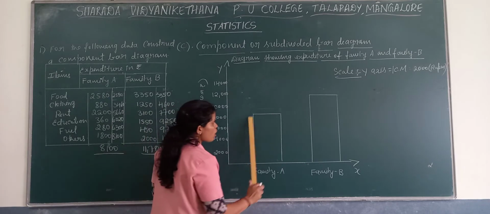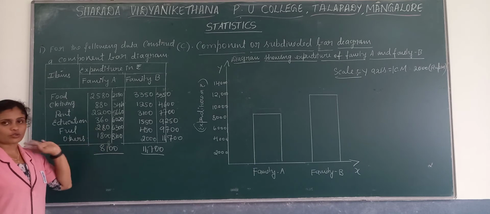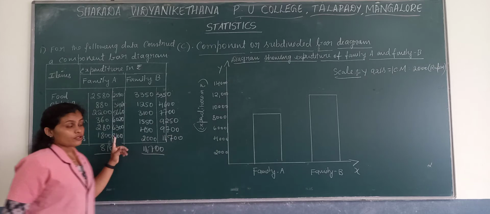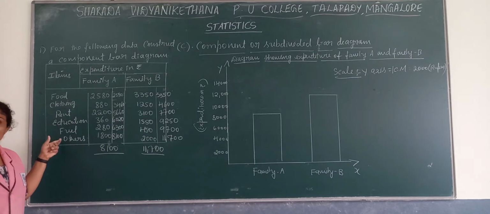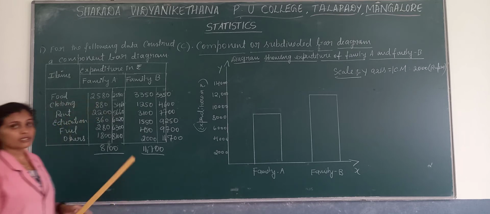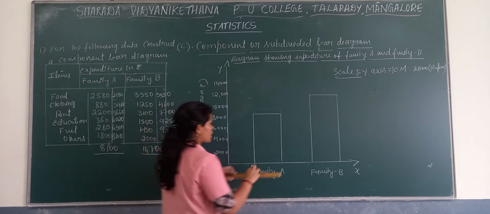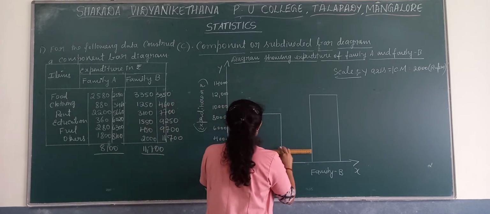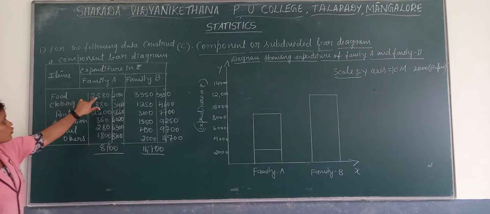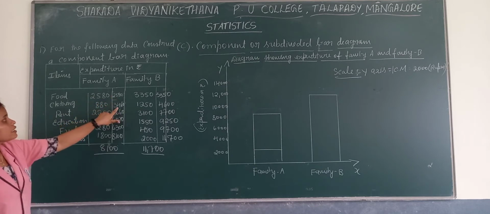Now, firstly we draw the length based on the total. Now we need to represent one by one the factors based on what they have given in the expenditure. The first one is food, 2580. Approximately 2580 will be here. That is food.